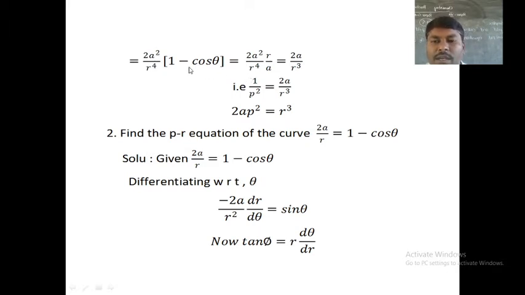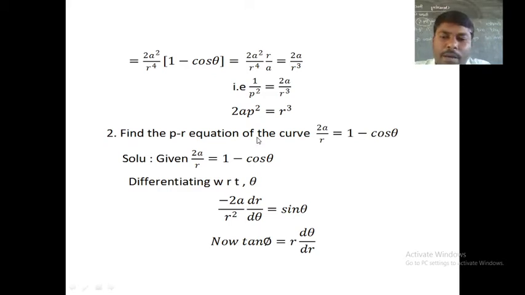By using the given curve, 1 minus cos theta can be written as r by a. Here a gets cancelled and r gets cancelled, we get 2a by r cube. So 1 by p square is equal to 2a by r cube. Cross multiplying, 2a p square is equal to r cubed. So this is the required pedal equation for the given curve.